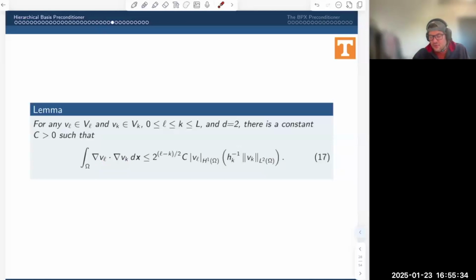Well, if this was just a normal Cauchy-Schwarz, we could apply this and we would get the H1 semi-norm of VL and the H1 semi-norm of VK, but we wouldn't get any other information. So this gives us more information about the structure of the constant whenever these functions are coming from different levels.